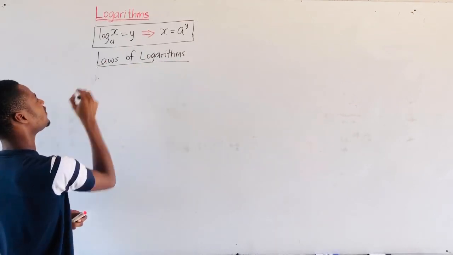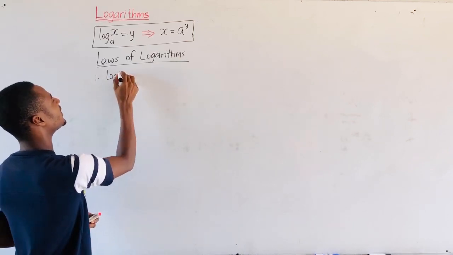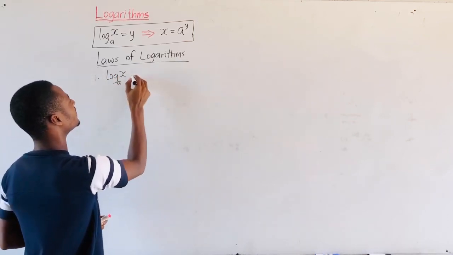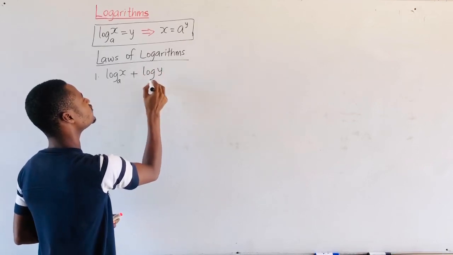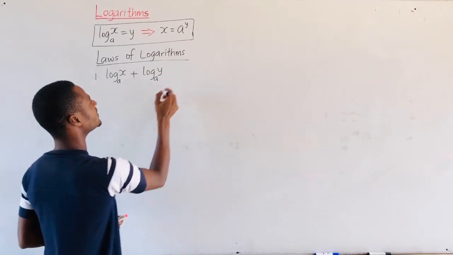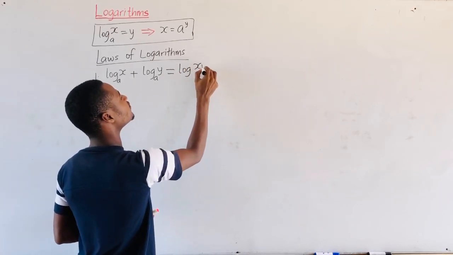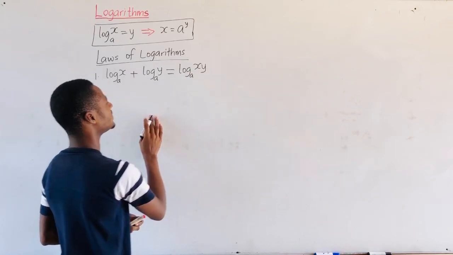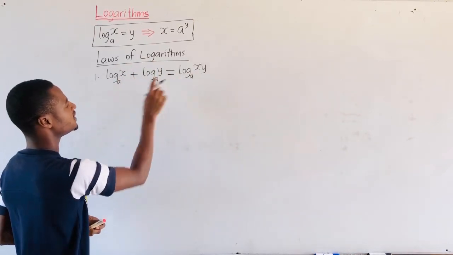The first law states that the log of a number x to the base a plus the log of a number y to the same base, which is a, can be expressed as the log of xy to the base a. So we multiply the two numbers and maintain the log to the base a.